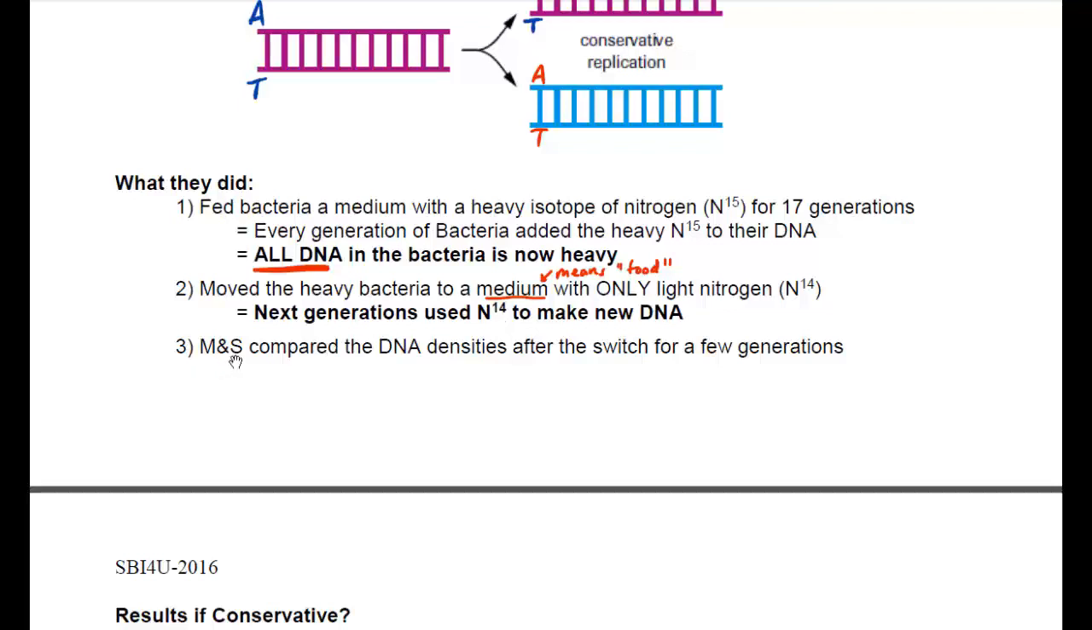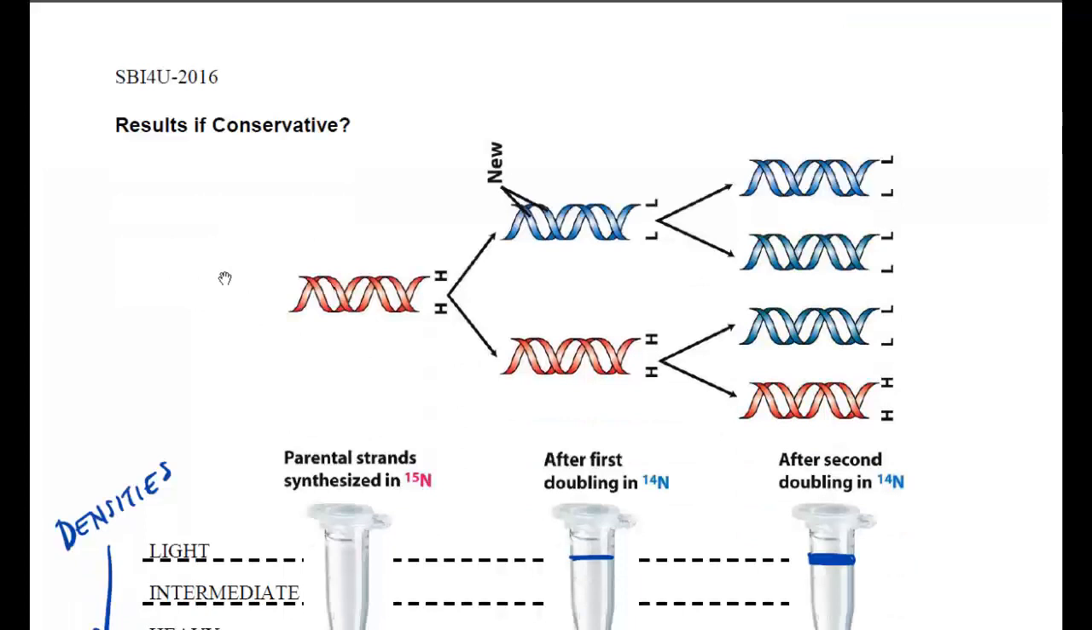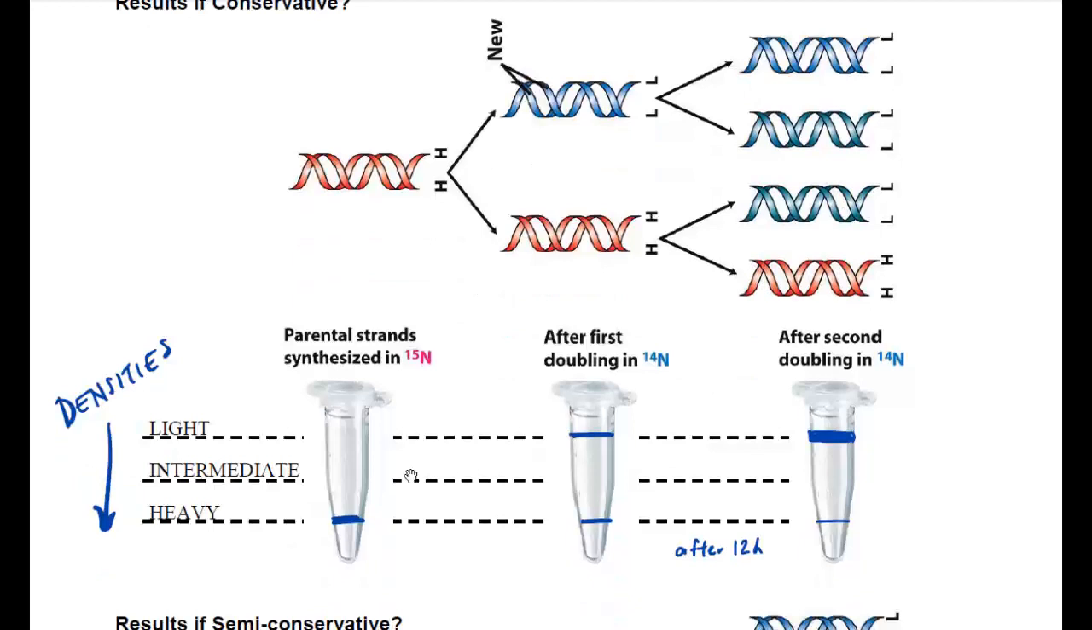Then what Meselson and Stahl did was compare the DNA densities after the switch, and then for the next few generations. Now, if the results were conservative, if we took that original strand and kept the helix together, then we would have had a heavy helix in the original parents, then a heavy next generation and a light next generation. The lights would have continued to make lights. The heavy would have continued to split into light and heavy generations. And here's what you would have seen.